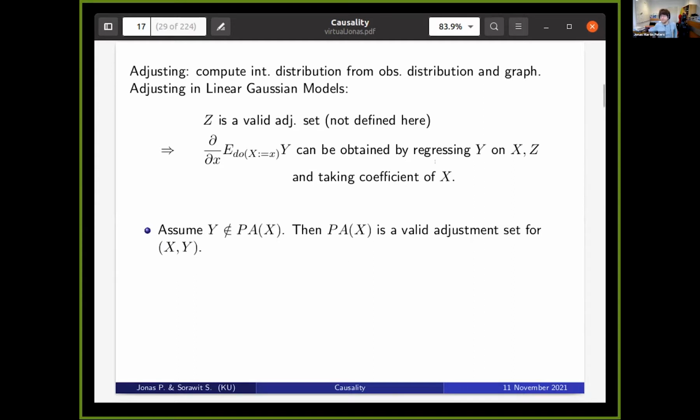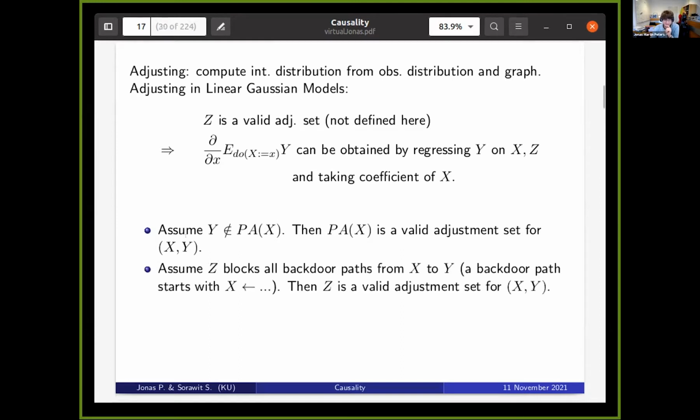And here are some rules, and they are actually not very difficult to prove, but here I'm just going to state them because I thought it's maybe nicer to try them out rather than seeing the proof. So one set that always works are the parents of x. So the parents of x are always a valid adjustment set if you want to estimate the causal effect from x to y. Sort of an interesting insight.